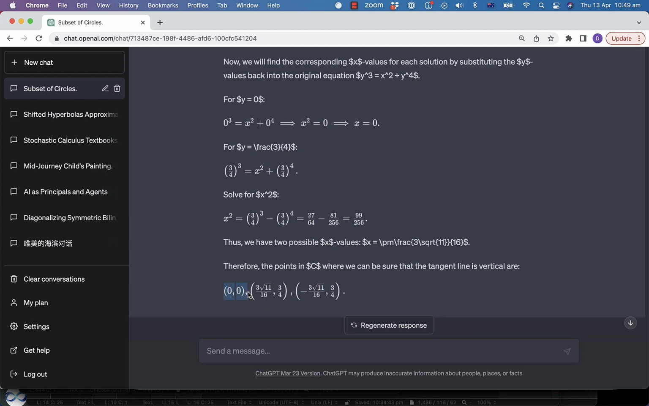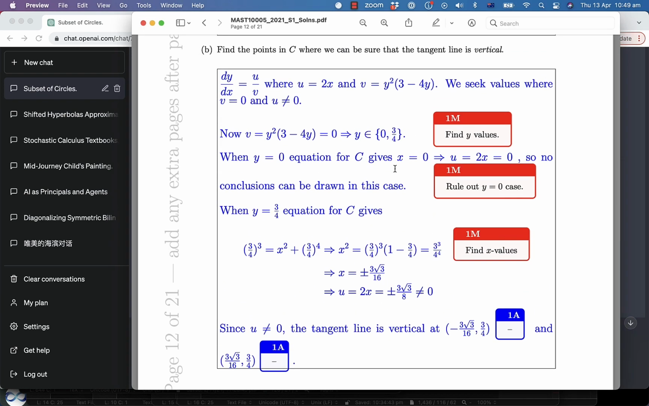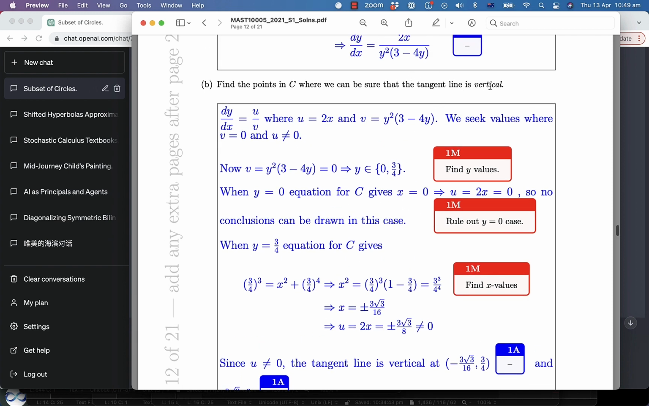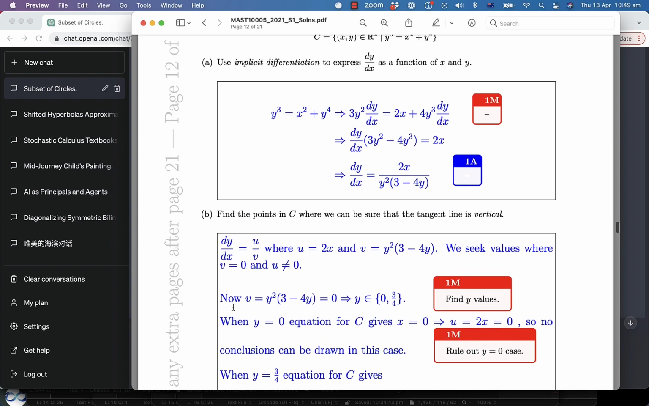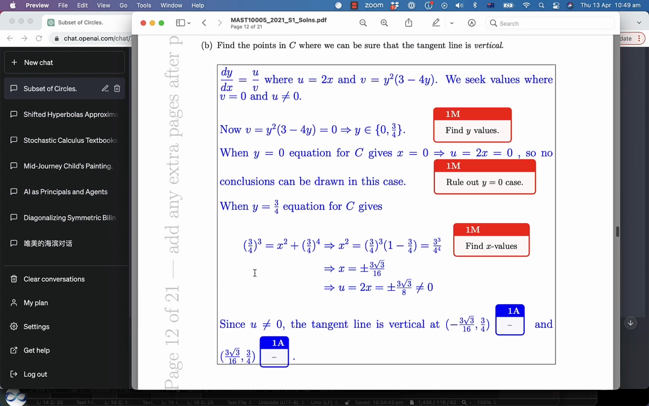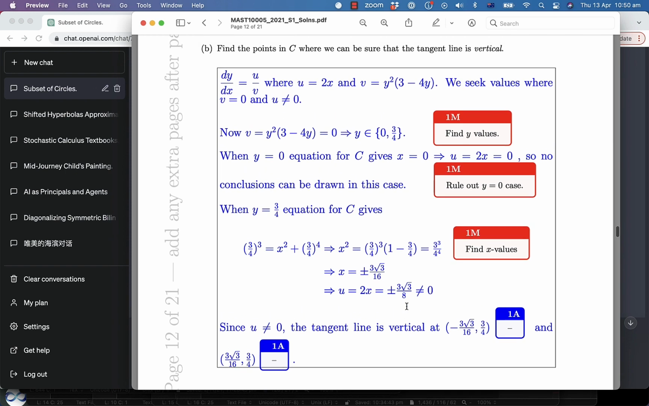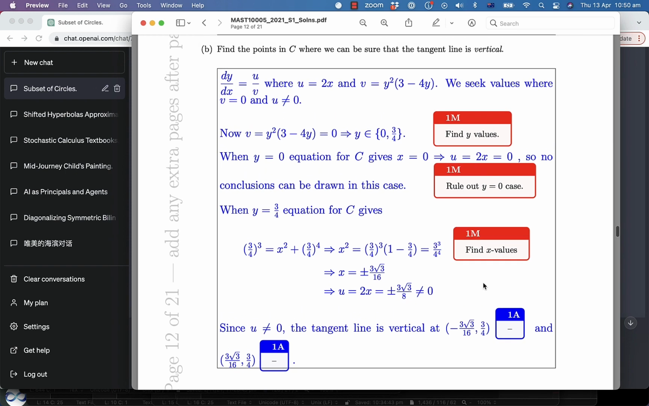So I would expect many students to miss this. To have the tangent line be vertical, you have to solve the equation for the tangent line being undefined, but also it has to be on the curve, right? And the second condition is often something people forget. Okay, so it missed that, so that's 1 mark.